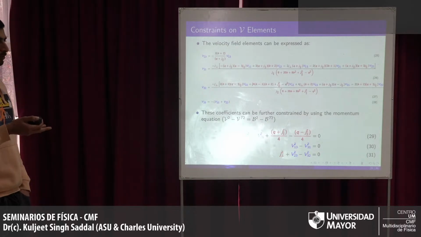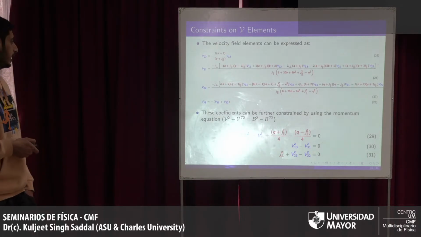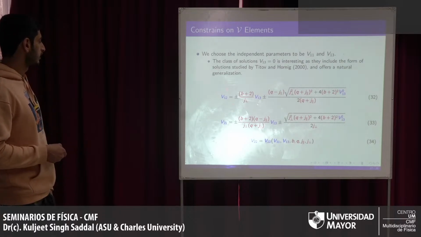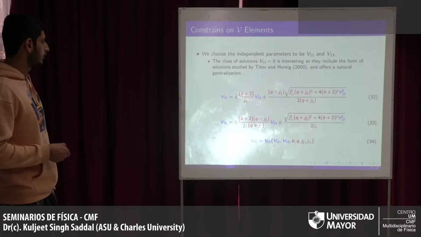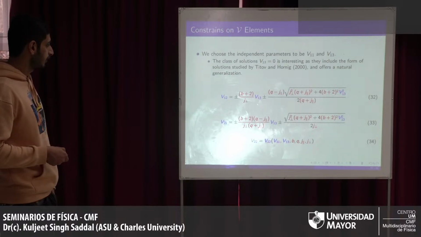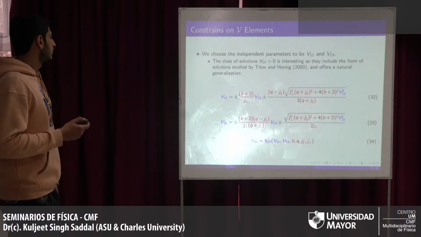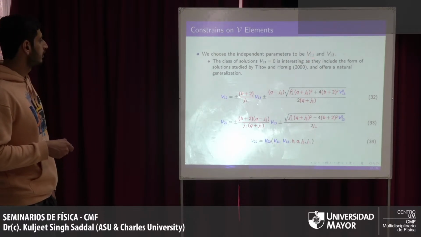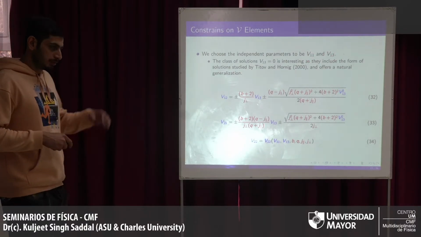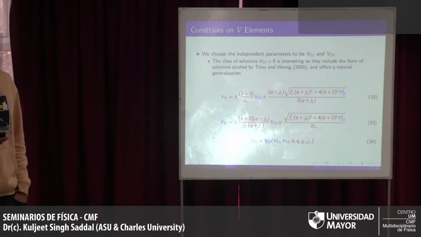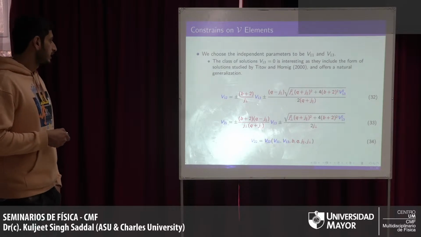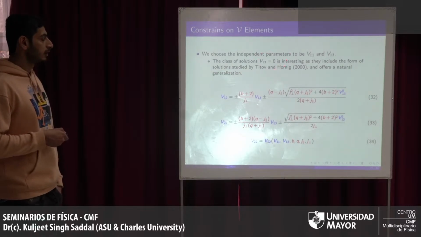we can write 3 parameters in terms of the other 2, and that's the solution. We get V12 in terms of 2 free parameters, V13 and V11. So we choose here, instead of V11 and V22, the independent parameters to be V11 and V13. The motivation is that in the previous work by Tita and Hornick, which I presented a few slides ago, they explicitly got V13 to be 0.